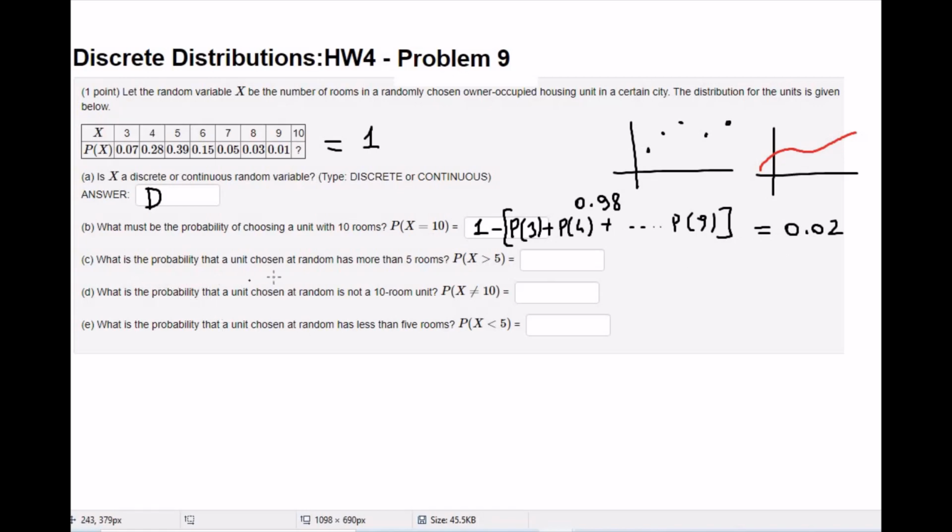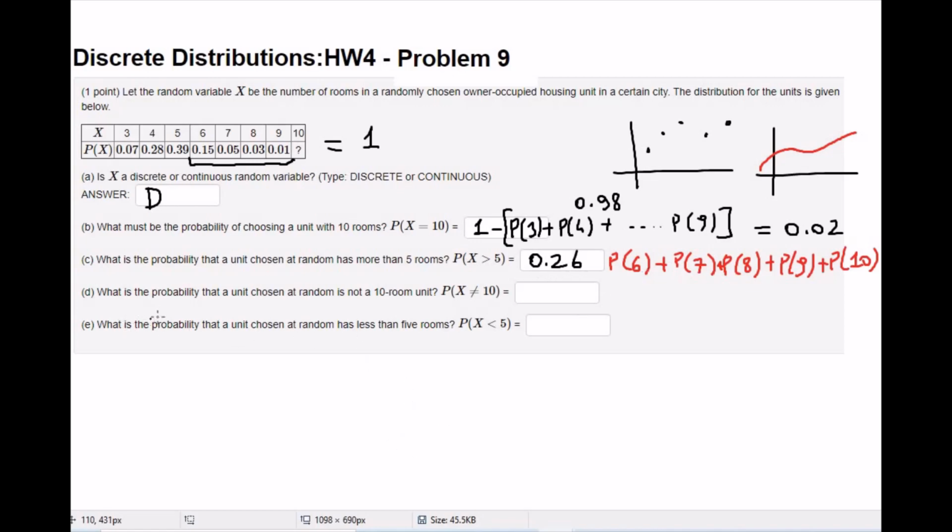What is the probability that a unit chosen at random has more than 5 rooms? So that is asking us for the probability of 6 plus probability of 7, probability of 8, probability of 9, and probability of 10. If we add all these probabilities here, greater than 5, is 15 plus 5 is 20, 23, 24, and we already know 10. 24 plus 2 is 26, so it's 26% or 0.26.